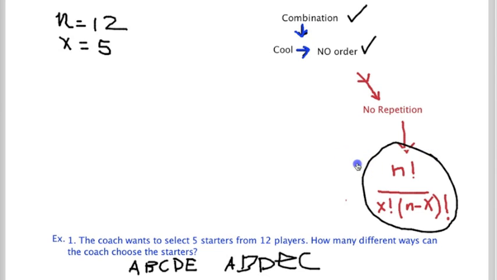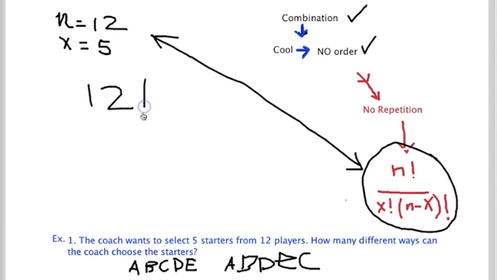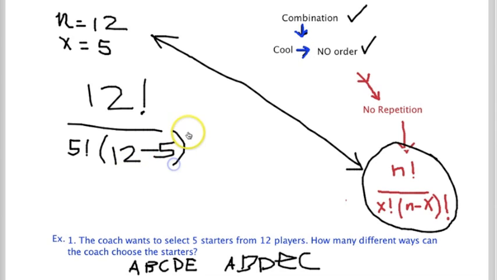What does that mean? That means all we have to do is substitute the values in, and we should be able to find out what the answer is. So in this case, we get 12 factorial, because that's the total number of players we can choose from. And we only want 5 of those players. So 5 factorial times (12 minus 5) factorial. This is just 12 factorial over 5 factorial times 7 factorial.